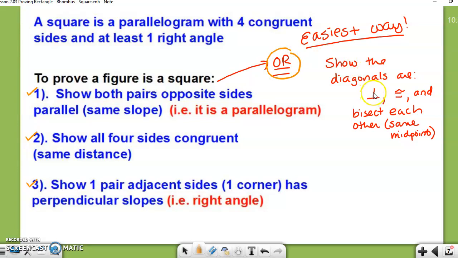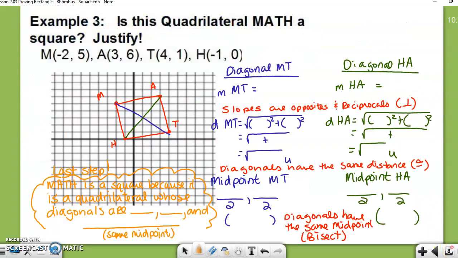you compare the slopes. Are they perpendicular, congruent, and do they bisect each other, having the same midpoint? You still have to do 3 things. Here you got to look at your sides, and you've got to look at your slopes. Here I'm just going to look at the diagonals. Let me show you what I mean.